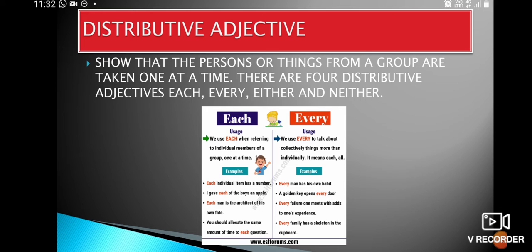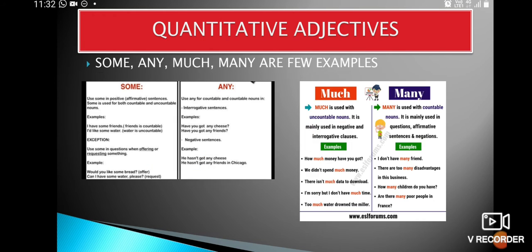And every, I say, supposing every failure one meets adds to one's own experience. So every failure will always add to your experience. So we are talking about all the failures. This is the difference between each and every. When we talk about each, we are talking about one individual, and when we talk about every, we are talking about all.